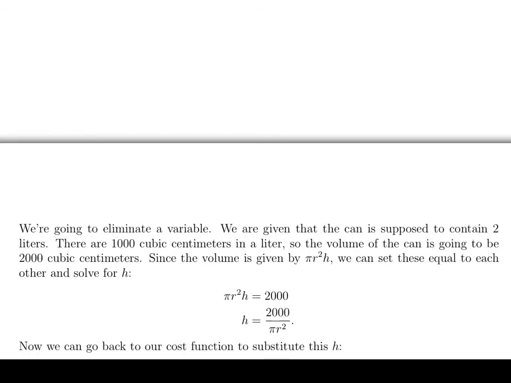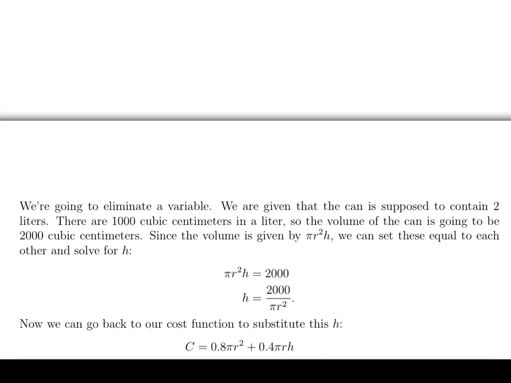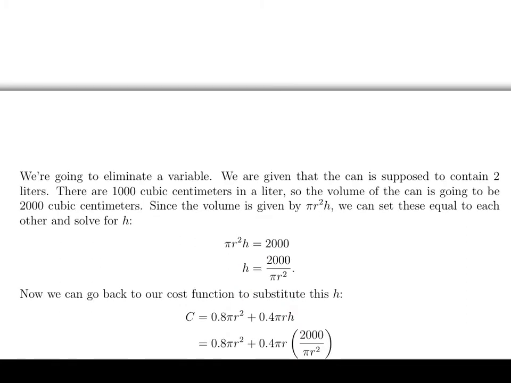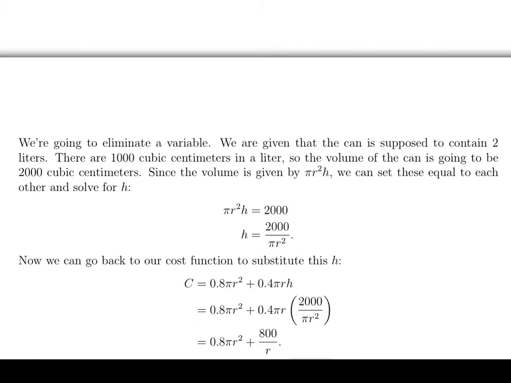Now what we want to do is go back to our cost function and substitute in this value of h. So remember that we previously computed this cost function, 0.8 pi r squared plus 0.4 pi r h. And now we're going to substitute in this value of h in here for h. So we get something that looks like this, and let's try to simplify it. So we end up with a cost function of 0.8 pi r squared plus 800 over r.